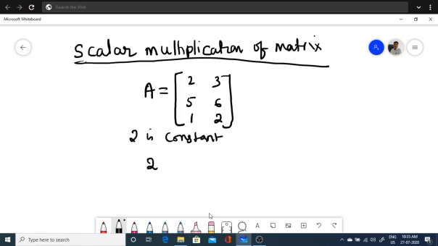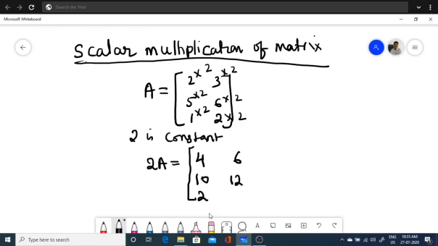Let us take 2A. So 2A is obtained by just multiplying the corresponding elements of A. That is 2A, this is multiplied by 2, this is also multiplied by 2, this is also multiplied by 2, and all the elements are multiplied by 2. So 2A is obtained by multiplying all the elements of A by 2. So that is 4, 10, 2, 6, 12, 4.